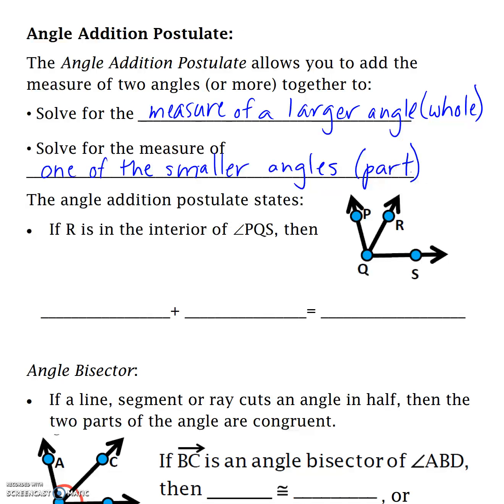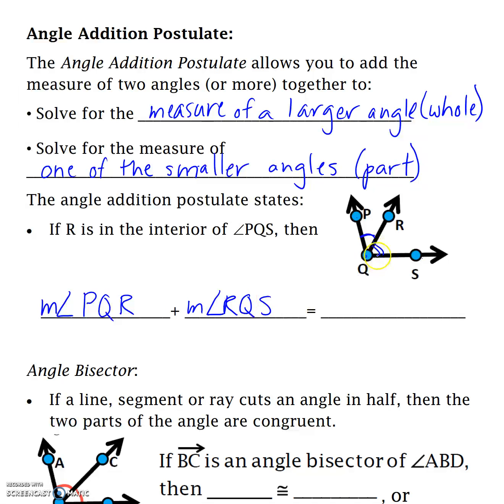And here we go. So this is the formal definition here. The angle addition postulate states, and they're using this diagram here, if R is in the interior of angle PQS, then the measure of angle PQR, when they're talking about PQR, that's this angle right here, plus the measure of angle RQS. That's this one over here.